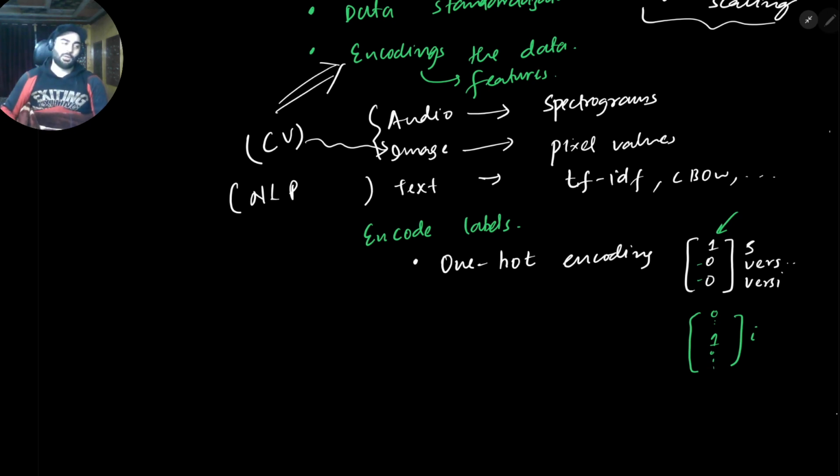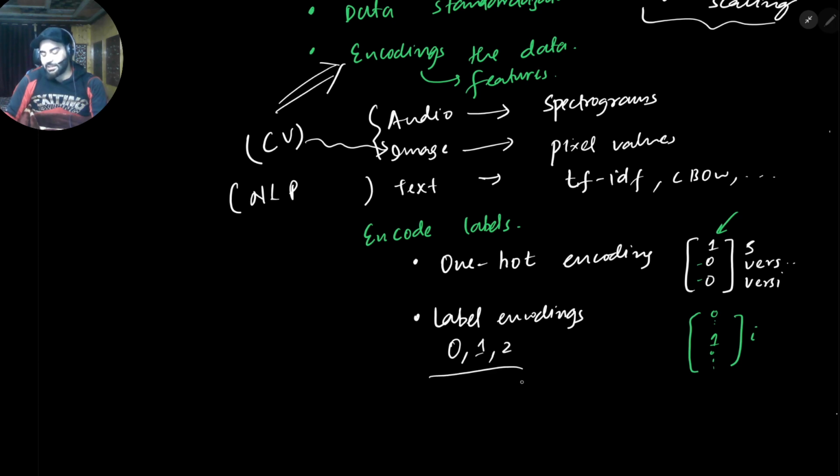So this is called one hot encoding. Then we have label encodings as well. In label encoding, let's suppose we have only three classes, so we'll represent them by 0, 1 and 2. So these are three classes. These are the labels, telling this is Setosa, this is Virginica, and this is Versicolor.